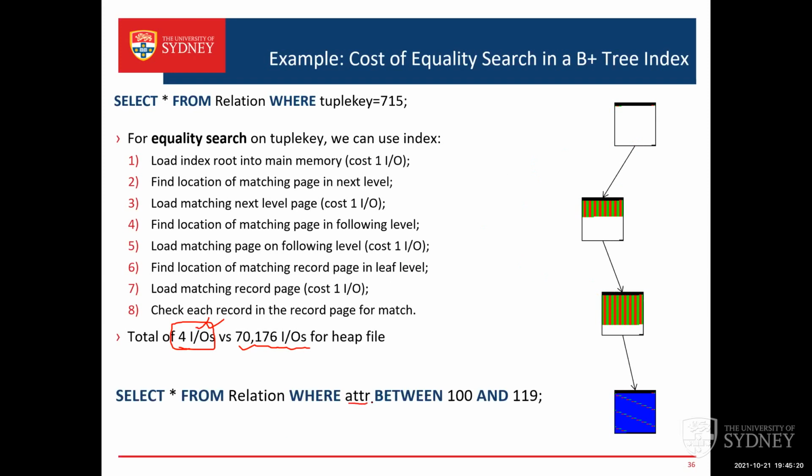What will happen if I am looking for data where the condition is on an attribute, but the index is created on this tuple key, this primary key that I have? Then how many IO do I need? Anyone have any idea? I'm looking for an attribute, but the index is created on tuple key. Then this index doesn't help me at all, right? So using this one, I cannot do anything.